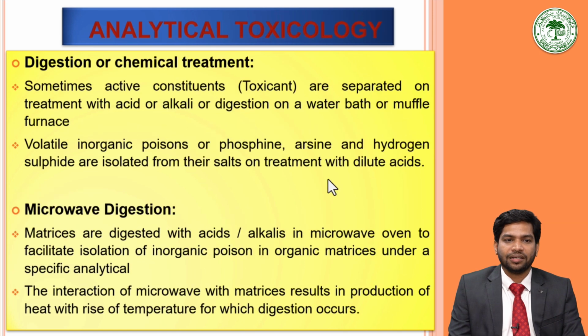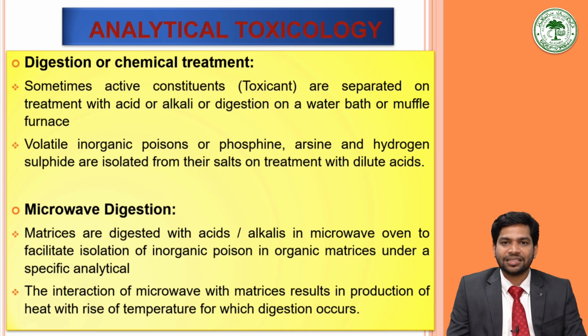Then another important method is the digestion or the chemical treatment. This is commonly used in different types of forensic science laboratories. Sometimes the toxicants are separated on the treatment with acid or alkali or digestion or water bath or muffle furnaces, so that the digestion of the tissue occurs with the help of acid, alkali or on the water bath. So volatile inorganic poisons like phosphine, arsine and hydrogen sulfide are isolated from their salt on treatment with the dilute acids. Then on the similar line, microwave digestion is used.